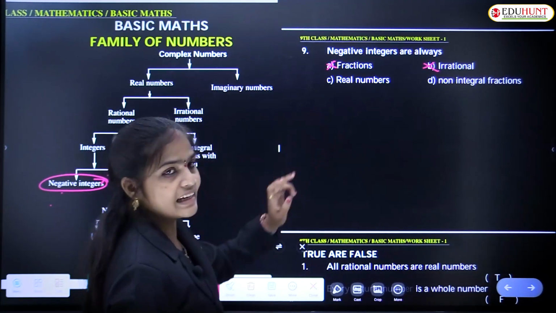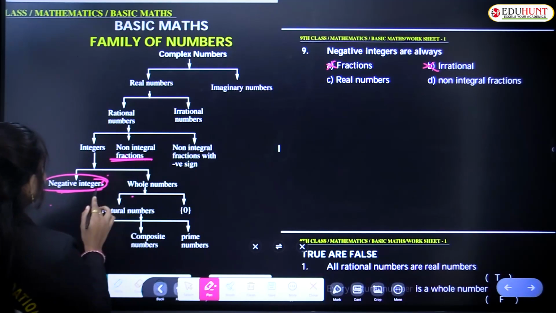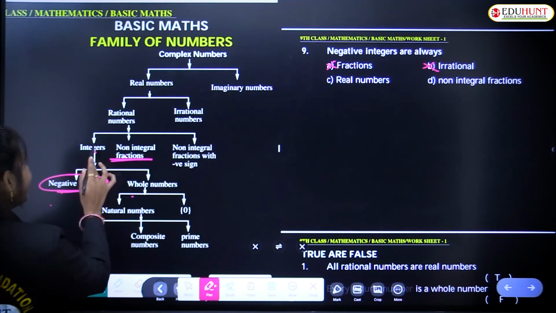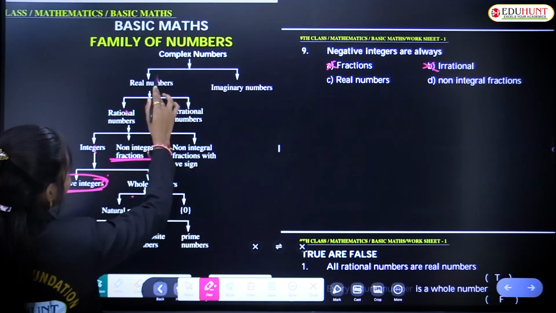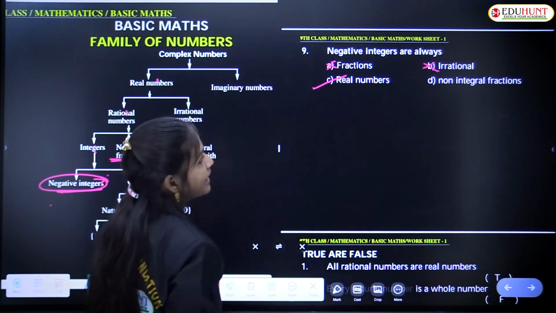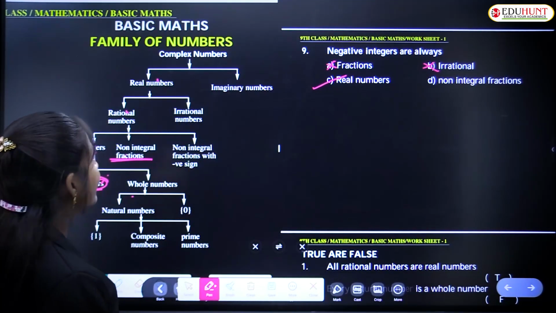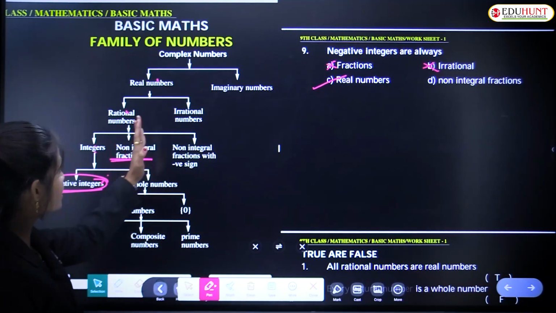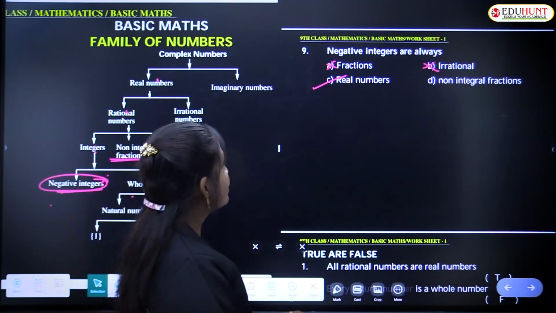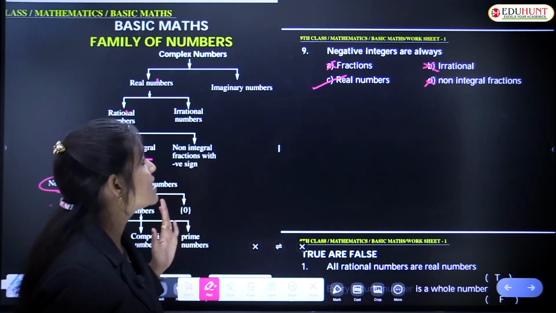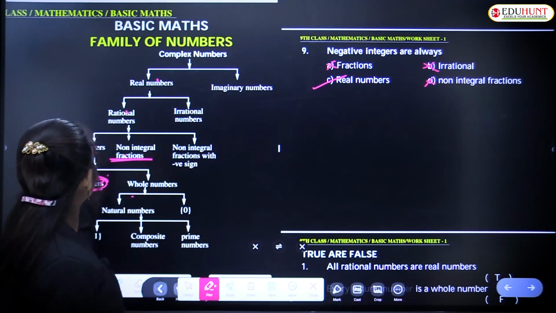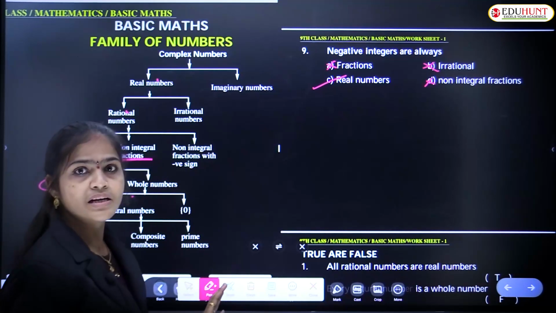Next, real numbers. Negative integers are there in the integers, integers are there in the rational numbers, and rational numbers are there in the real numbers. So real numbers is correct. And here non-integral fractions: fractions are nothing but non-integral fractions, so these two are also the same. So negative integers are always real numbers.